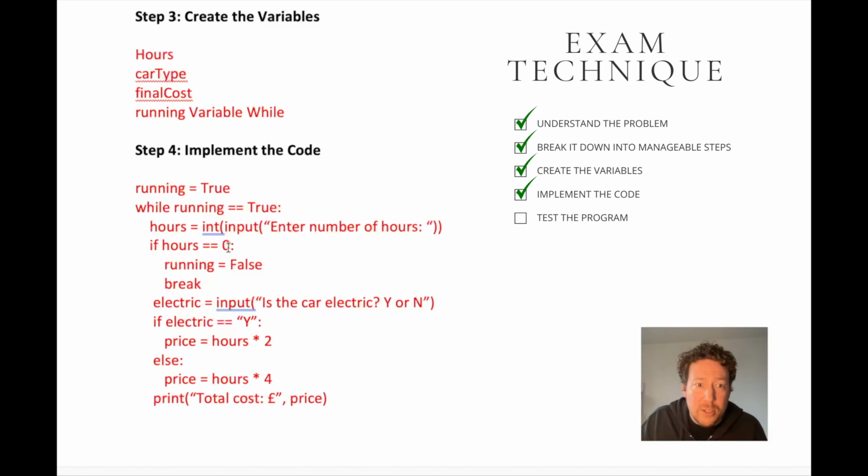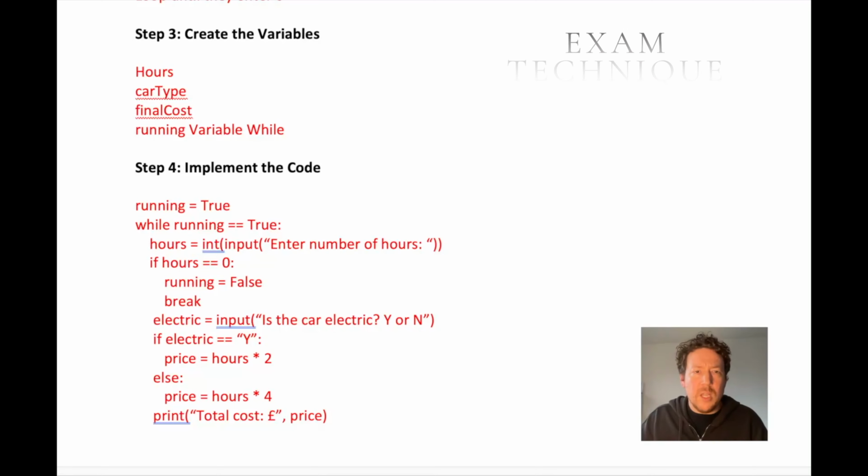If they enter, let's say 2, we can then ask them if they've got an electric car. So let's say that we've got our hours here, they've entered 2. If it is that, we're going to charge them £2 per hour. If the car is not electric, we're going to charge them £4 per hour. So comparing that code to the question, that's looking okay to me.